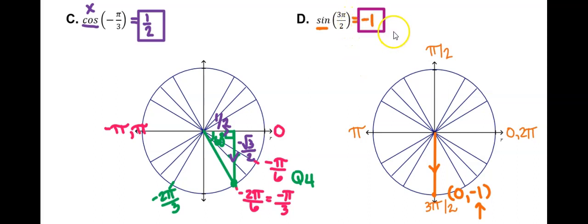So that is a wrap for this part of the lesson. For part 2, we're going to be converting between radians and degrees. So I'll see you in the next video.